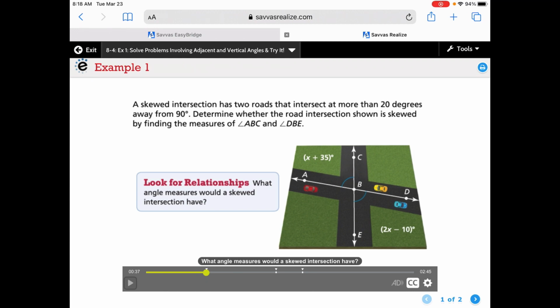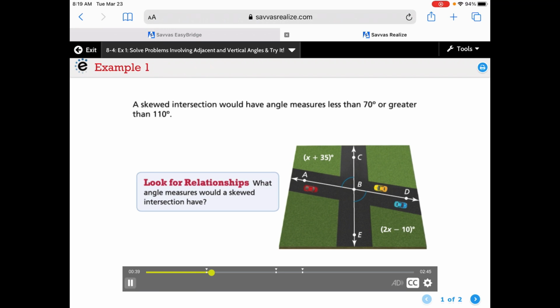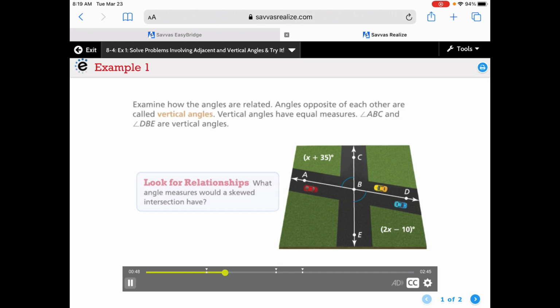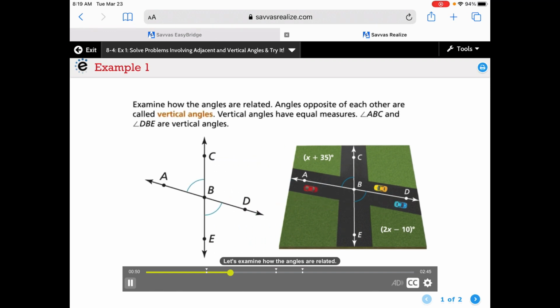Alright, so if we look here, the x plus 35 is actually equal to the 2x minus 10, so we're going to set those equal to one another. A skewed intersection would have angle measures less than 70 degrees or greater than 110 degrees. Let's examine how the angles are related. Angles opposite each other are called vertical angles. Vertical angles have equal measures. In this example, angle ABC and angle DBE are vertical angles.